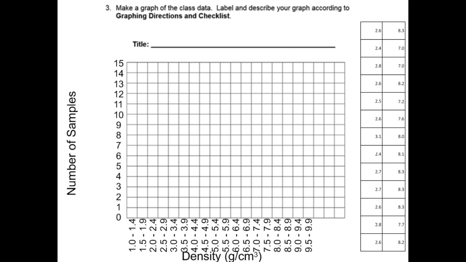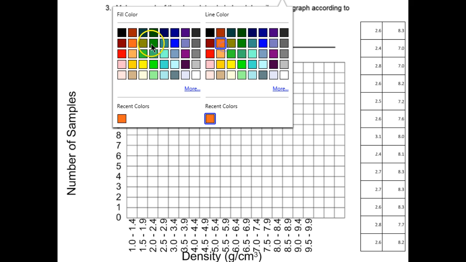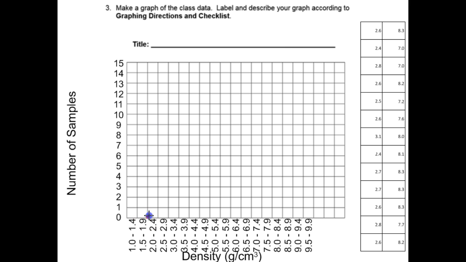So I'm going to go ahead and make a bar, and let's pick this. Okay, here we go. I'm going to go through, and I've got 2 of them. So there we go. Now that represents that I have 2 densities between 2.0 and 2.4.